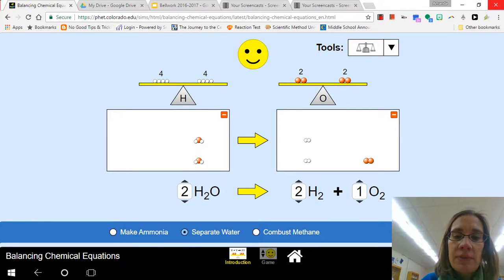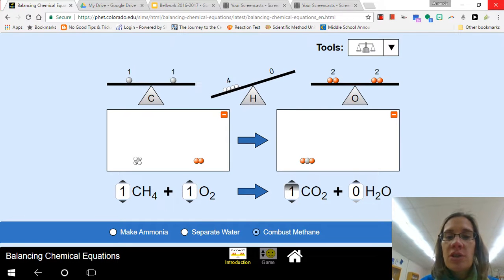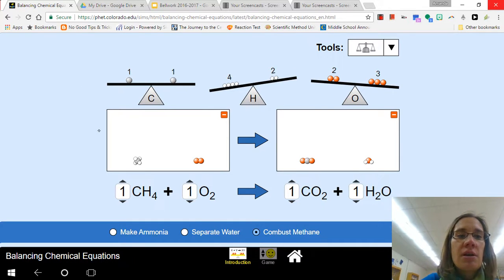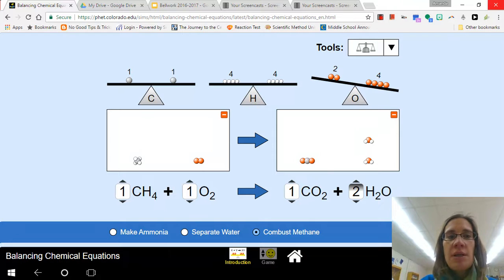Combust methane then, third one. Oop, there we go. Now we have 3 elements that we're working with. I'm going to add a coefficient to each of them. It looks like carbon is already balanced, so I'm not going to touch that. I'm done with that one. Let's look at the hydrogen. I've got 4 on the reactant side, I've got 2 on the product side. So I'm going to add a coefficient to the side that has less, which happens to be the left. Add it there. Now my carbon and my hydrogen are balanced.